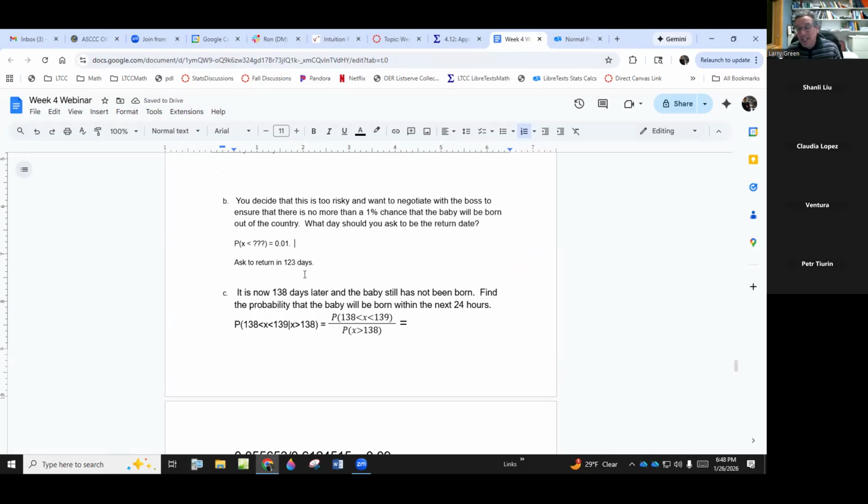Right? You're negotiating. So even though it rounds to 124, you're like, nah, I want it to be less than 1%, not a little bigger than 1%. Do you see? Because it's no more than 1%. Any questions on that?